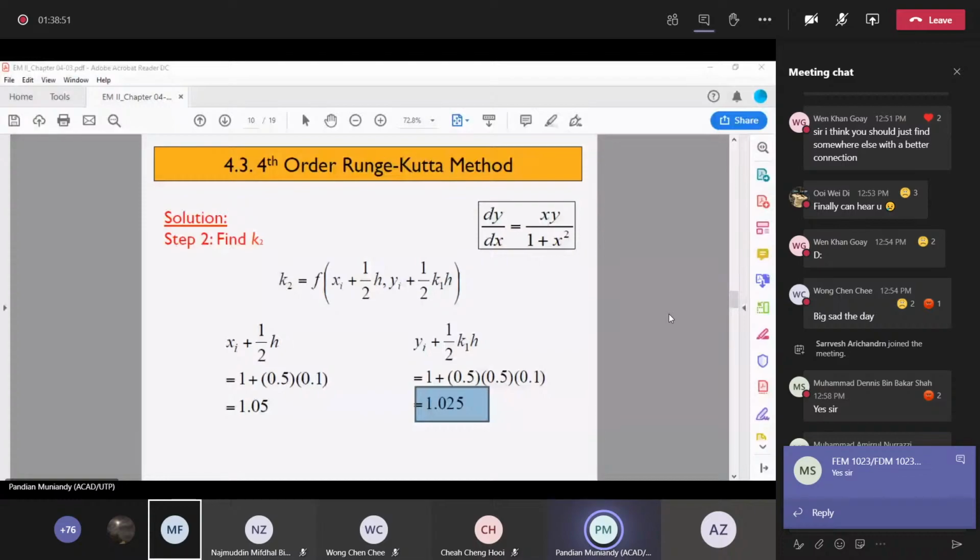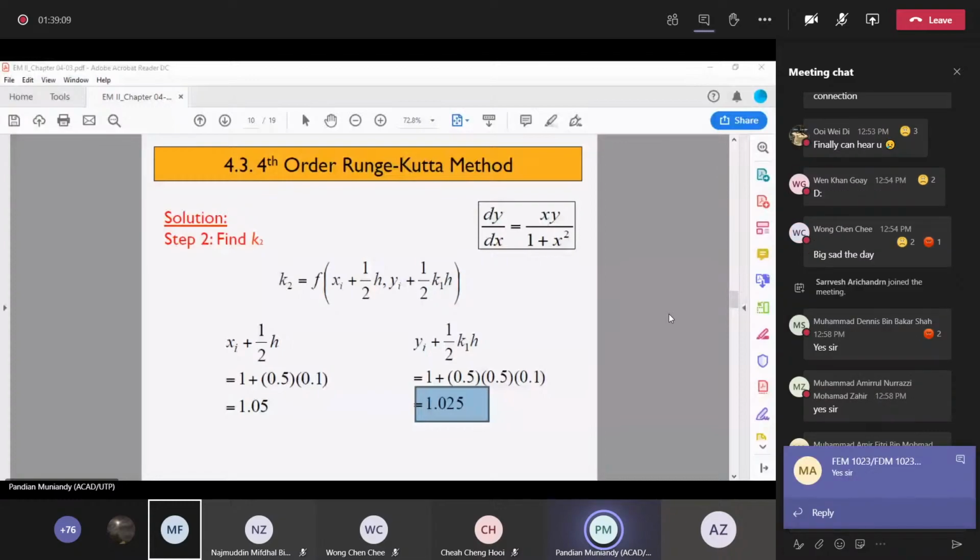So you calculate now 1 plus 0.5, 0.51189 multiply 0.1. Can you get this answer? 1.02559. Please check. I'm waiting, Muhammad Amir. Okay, Muhammad Amir is different from Muhammad Amirul, yeah. Yes.